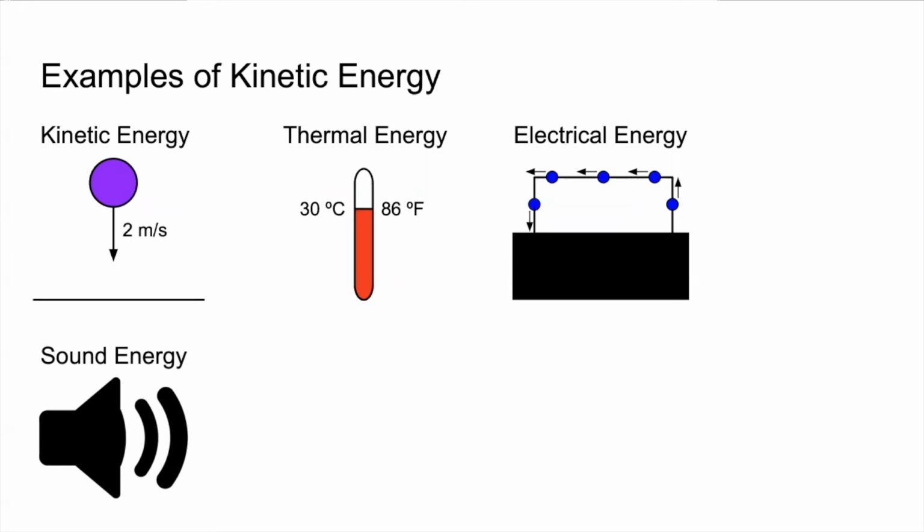Sound energy is the vibration of particles. When those vibrations reach your ear, you can hear them. Light energy is the movement of particles called photons. Your eyes work by detecting light that enters them.